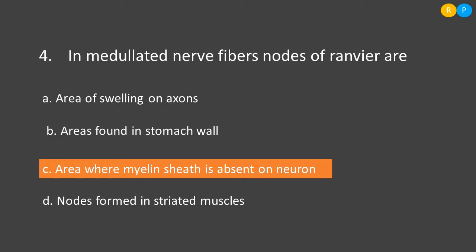So let us look at the options. Option A, area of swelling on axons. So this is not called a node of Ranvier. Swelling region of axon is not a Ranvier node. Then option B, areas found in stomach wall.